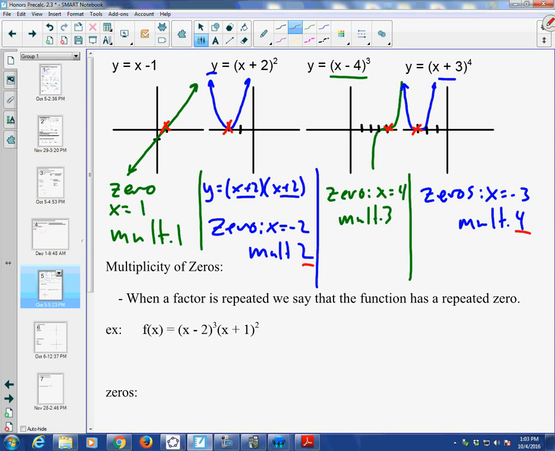The other thing that we can say is that when we are hitting the x-axis, we look like our multiplicity. So right here, with a multiplicity of 2, I'm coming down and hitting the x-axis like a parabola, right? With a multiplicity of 3, I'm crossing the x-axis like a cubic, right? With a multiplicity of 4, I'm touching the x-axis like a quartic. And with a multiplicity of 1, I'm crossing the x-axis like a straight line, right?